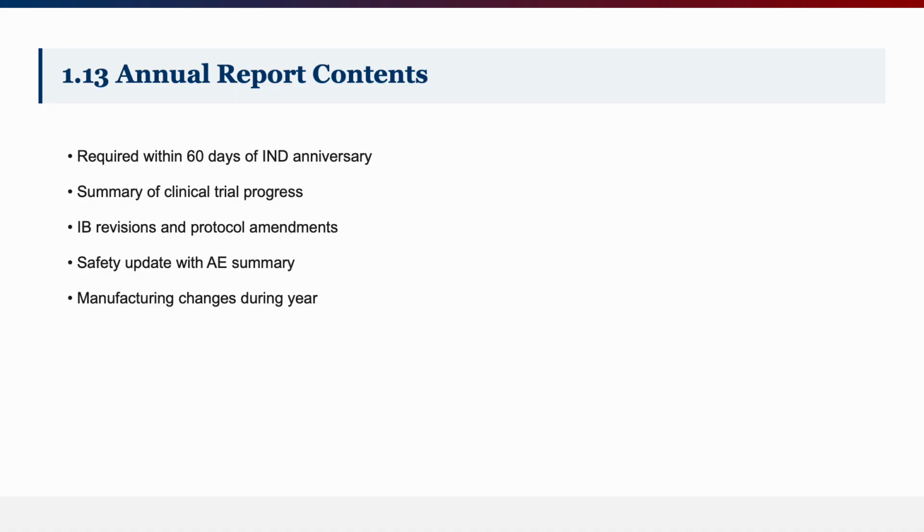Here's an example outline. Example, IND Annual Report. IND Annual Report. IND number, 123456. Drug name, NPT 2847. Reporting period, January 15, 2026 to January 14, 2027. Date of submission, February 15, 2027.